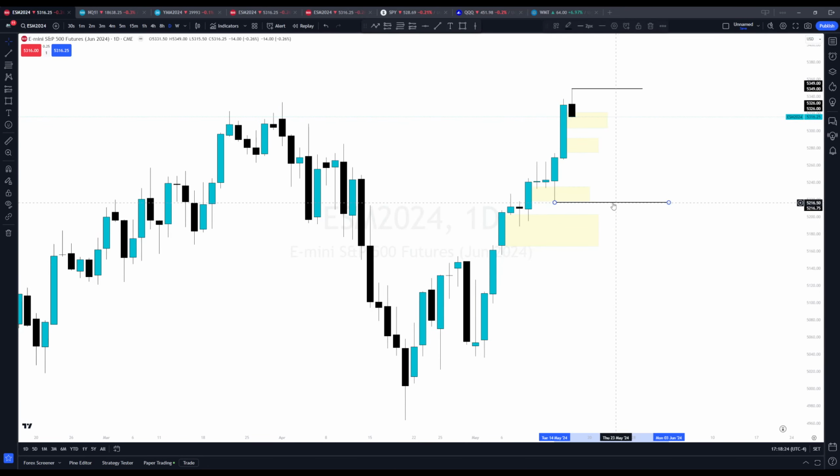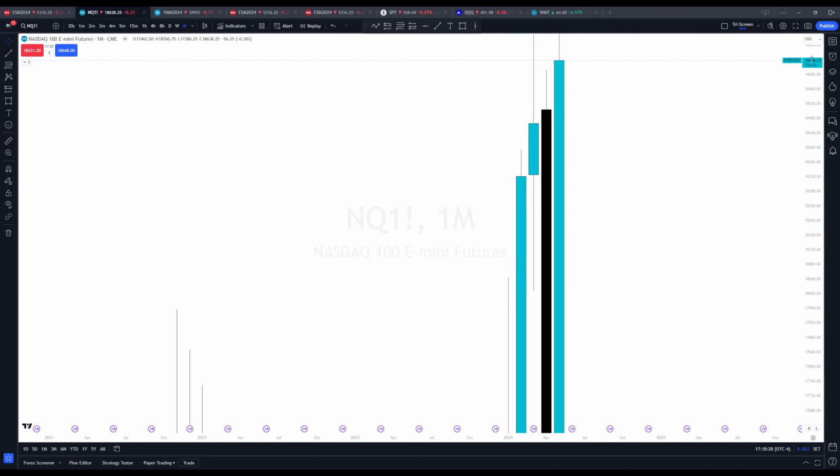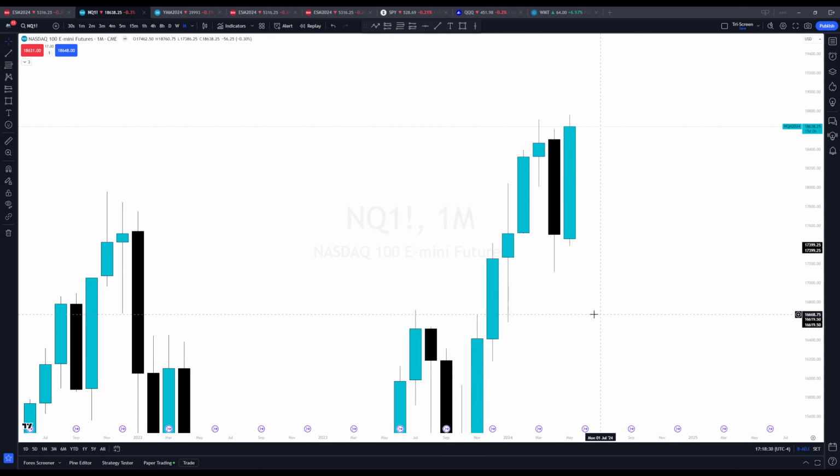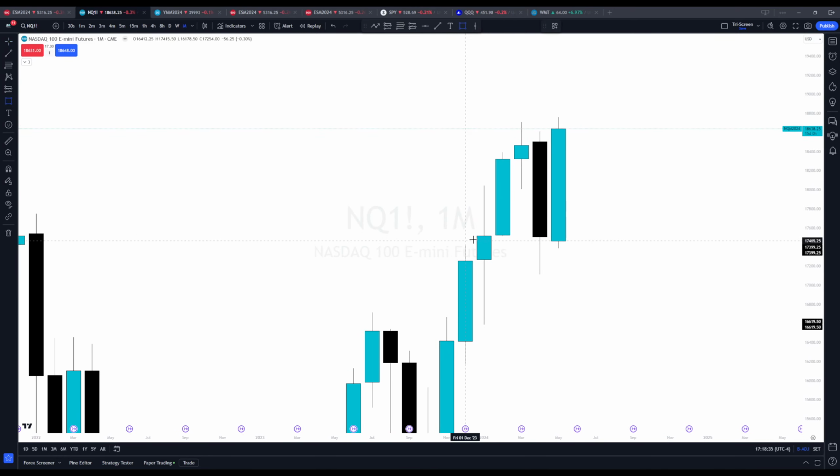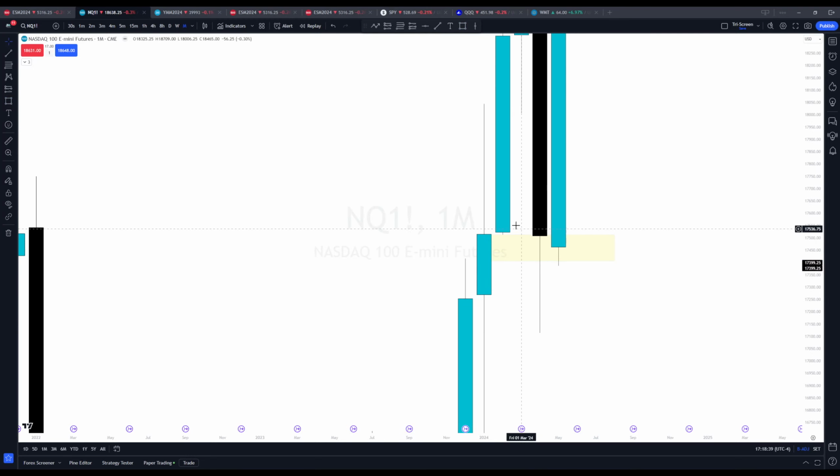So now that I'm off of that, I want to show you. The monthly right now is an absolute good example. Look what happened in the month of April, right? We had this monthly fair value gap. Why is it a fair value gap? This wick of this candle did not overlap with this wick. So we have a gap.